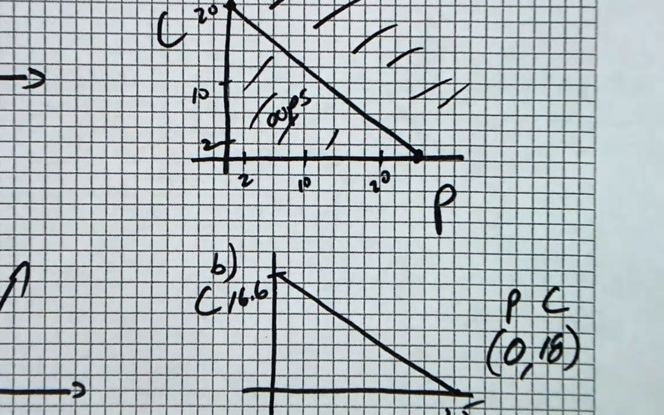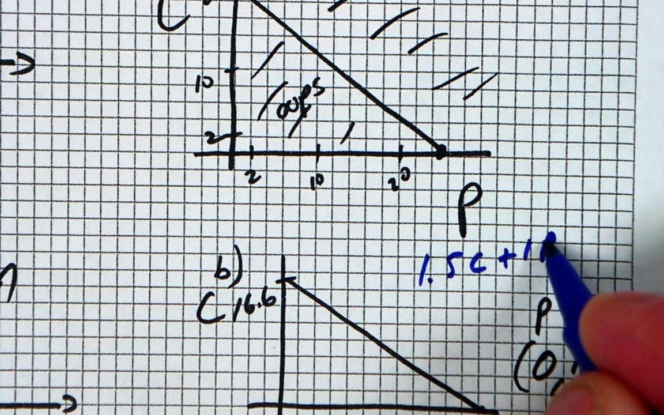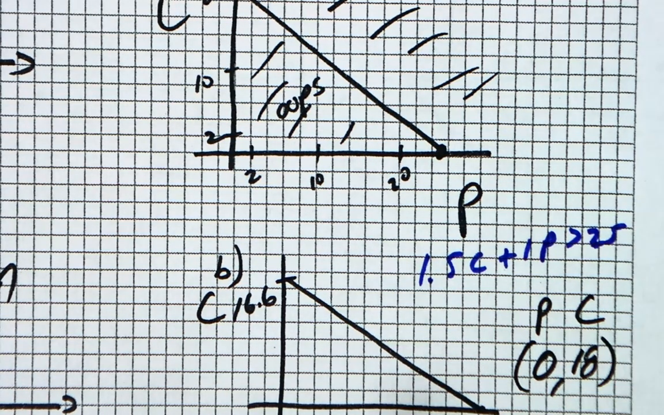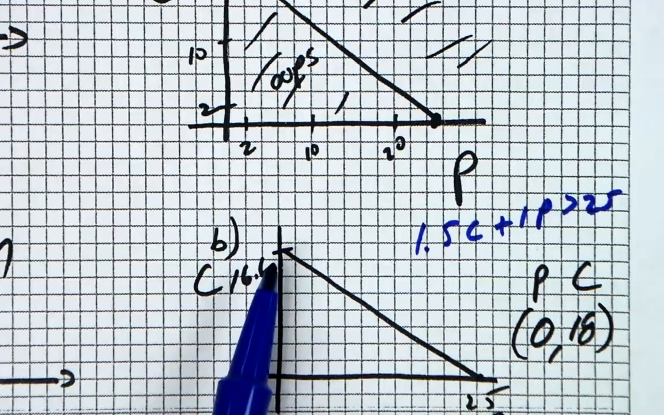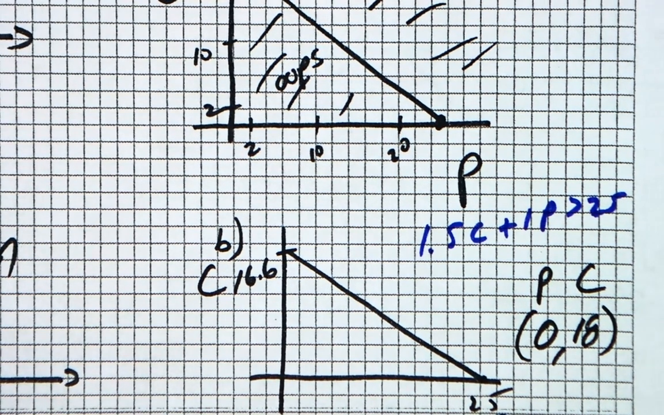Why? I didn't write my equation, but I definitely could have. 1.5c plus 1p is greater than 25. It just changes my c-intercept. And now there's a point like 18 chocolate chip cookies would have been enough, where before it wouldn't have been.